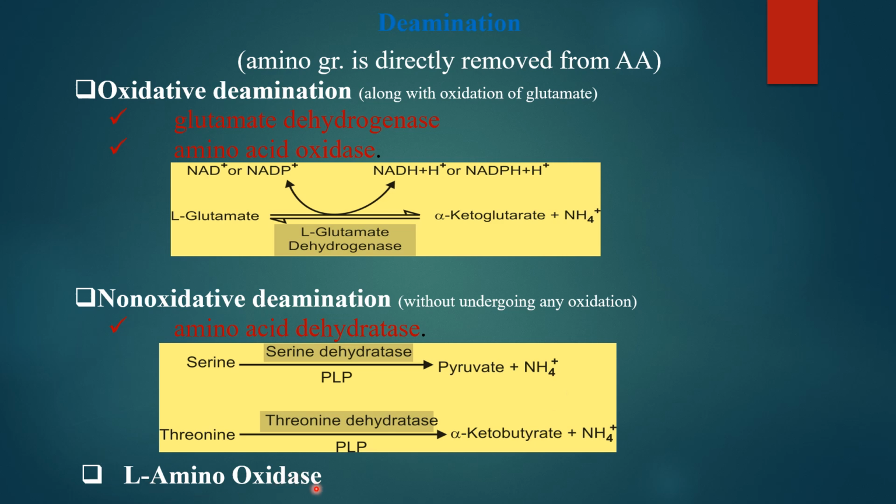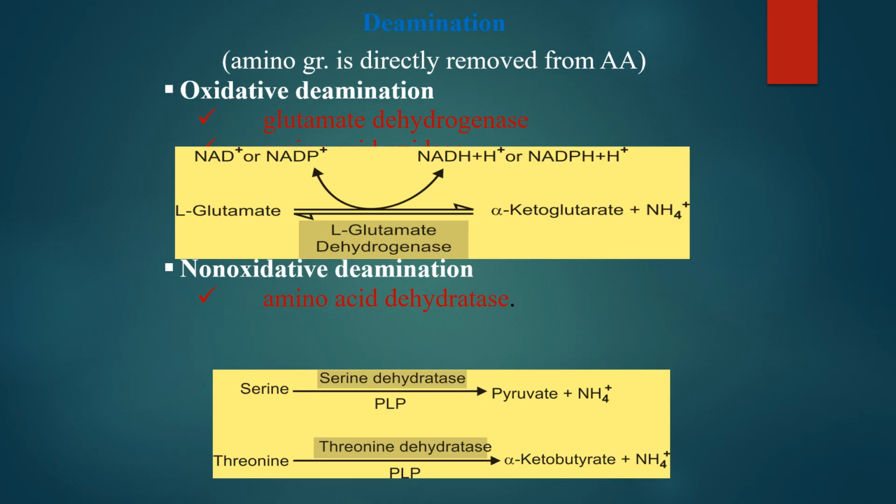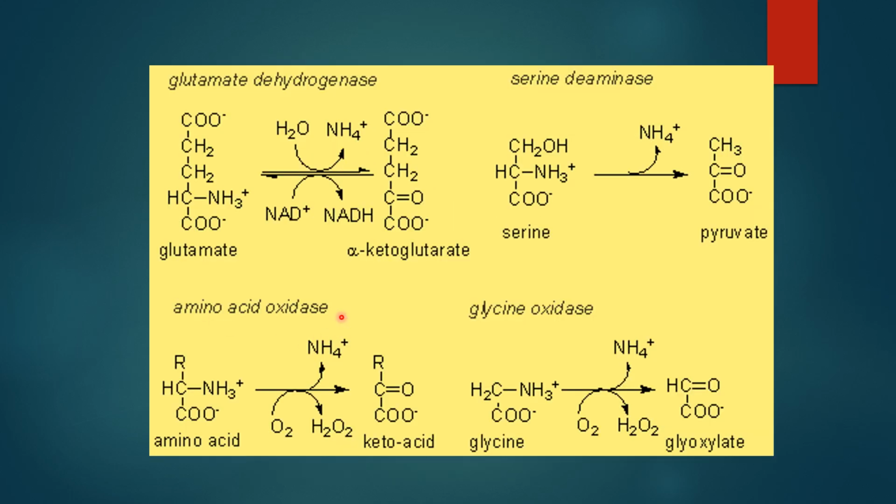Then L-amino oxidase, this is the enzyme which is evidently present in the liver and kidneys, and it is also involved in the deamination reaction. We can see in the subsequent slides. So this is amino acid oxidase. Amino acid is converted into the corresponding keto acid with the loss of ammonium ion in the presence of the enzyme amino acid oxidase, and molecular oxygen is converted into H2O2. This hydrogen is being derived from the oxidation reduction of the FMNH2 system.